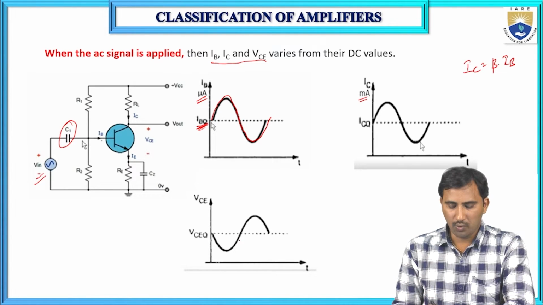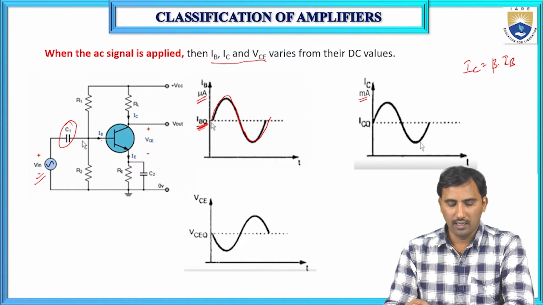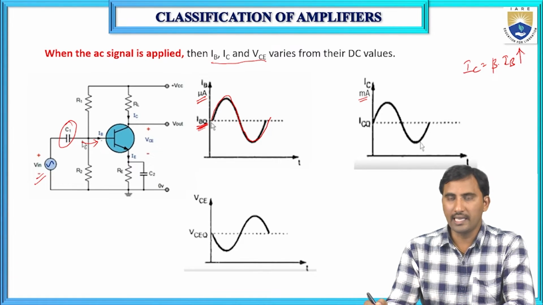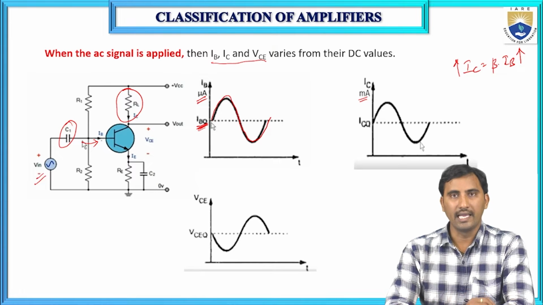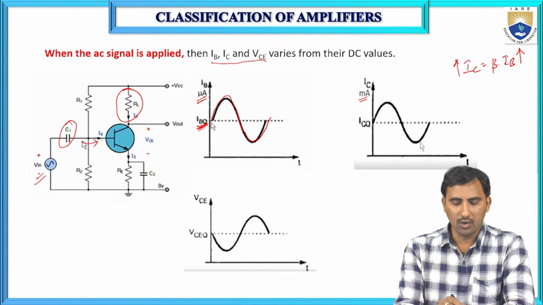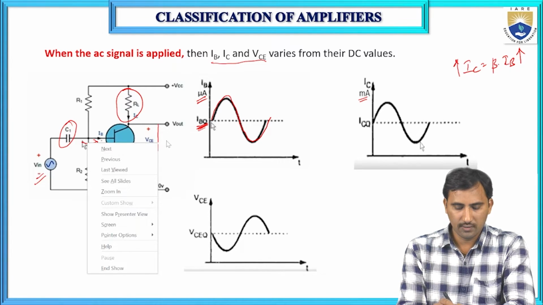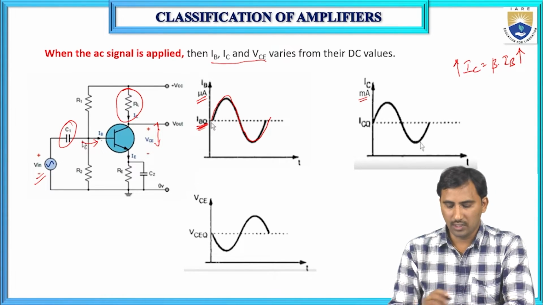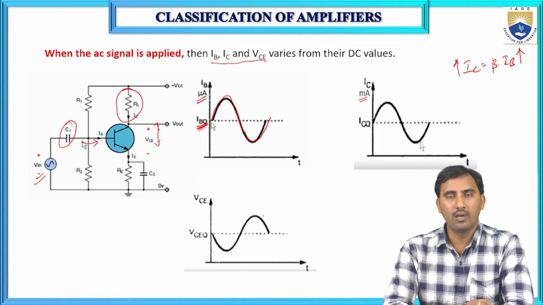And also the output voltage is somewhat less. If the base current increases, then the collector current also increases. If the collector current increases, the drop across the load resistor increases. Then the voltage across the collector and emitter will decrease. So that's why you will get a less collector to emitter voltage.